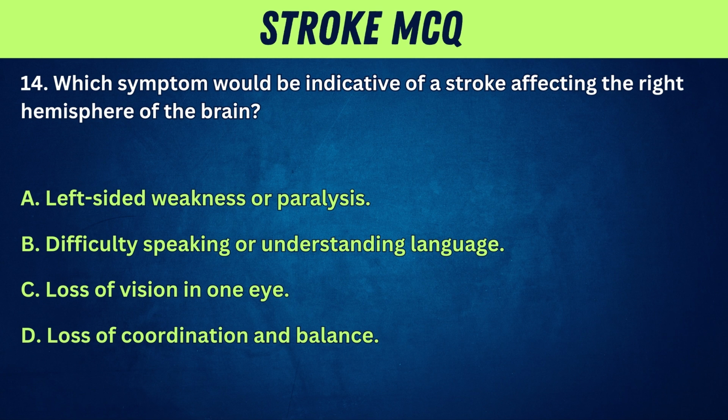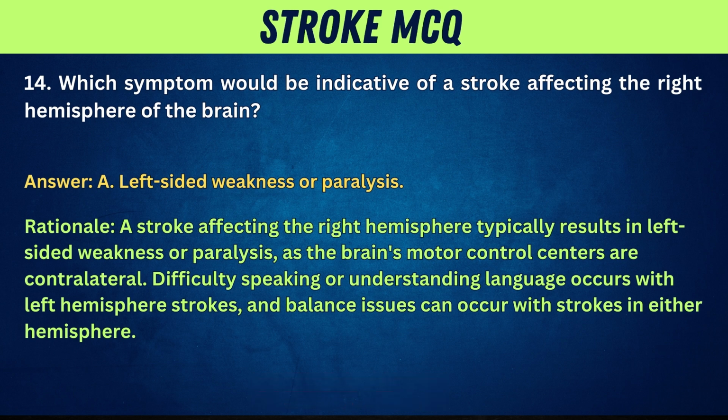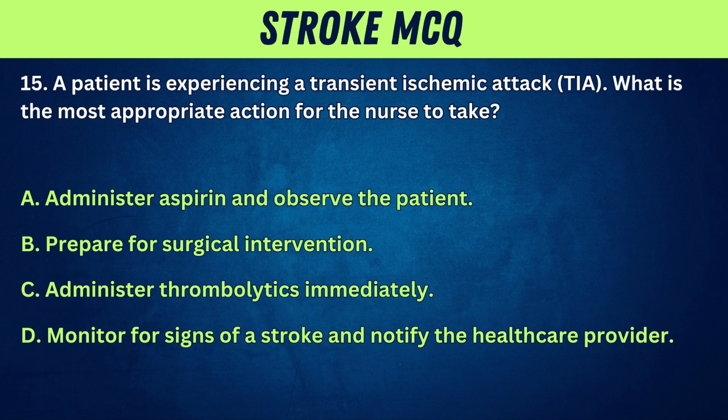14. Which symptom would be indicative of a stroke affecting the right hemisphere of the brain? A. Left-sided weakness or paralysis. B. Difficulty speaking or understanding language. C. Loss of vision in one eye. D. Loss of coordination and balance. Answer: A. Left-sided weakness or paralysis. Rationale: a stroke affecting the right hemisphere typically results in left-sided weakness or paralysis, as the brain's motor control centers are contralateral. Difficulty speaking or understanding language occurs with left hemisphere strokes, and balance issues can occur with strokes in either hemisphere.